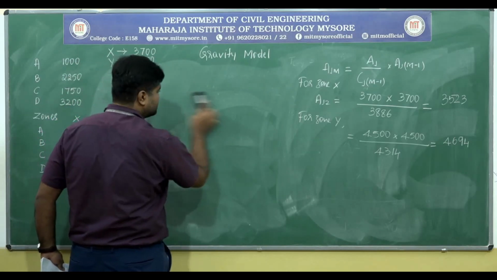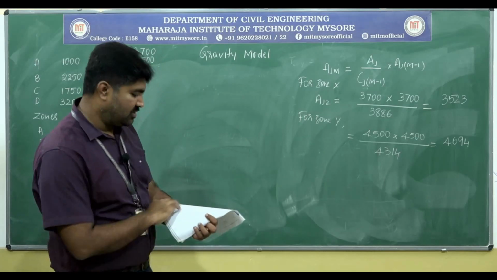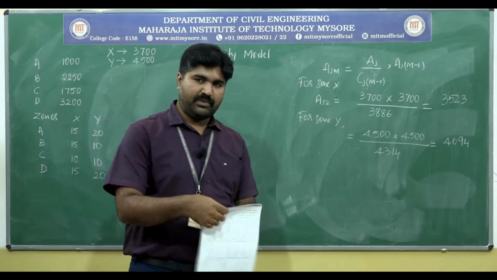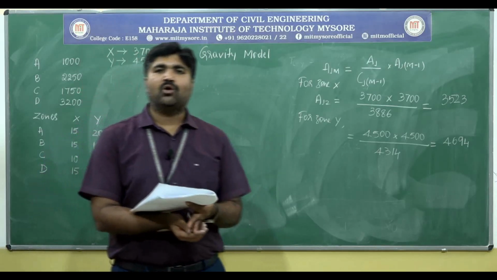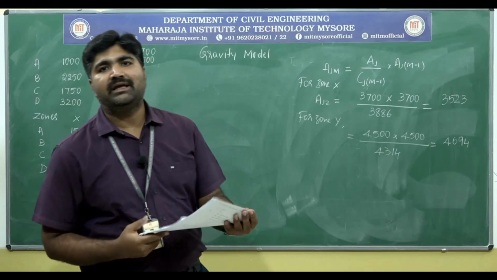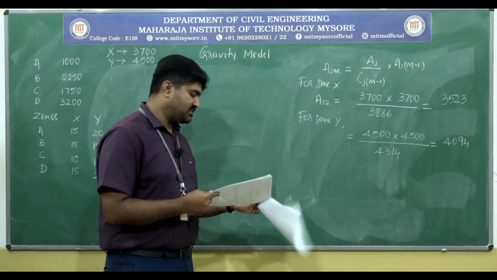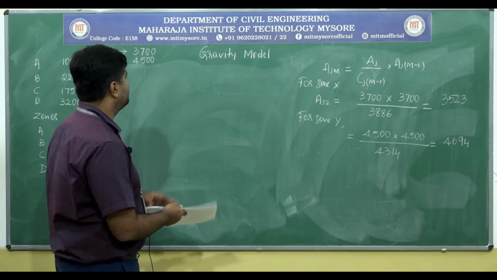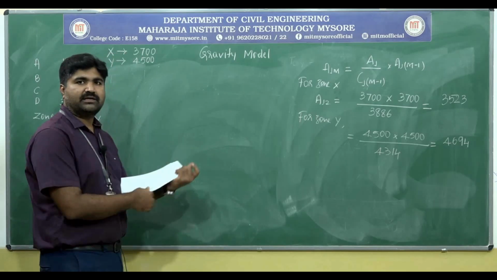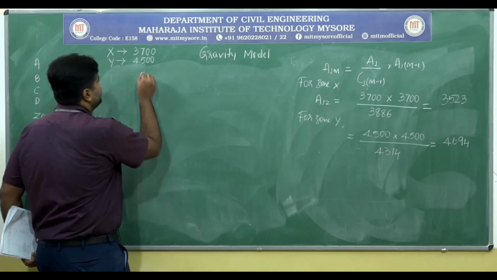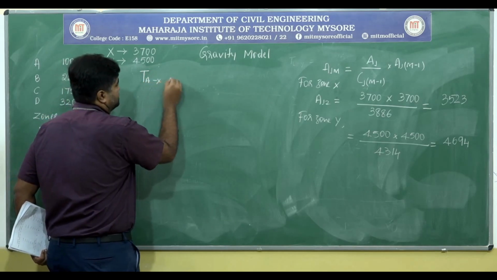The same equation will be used now, where Ti2j is equal to Pi into Aj divided by Di2j, whole divided by the summation of Di2k to the power of n. The same equation will be used. Next, the trips from A to X, T A to X.